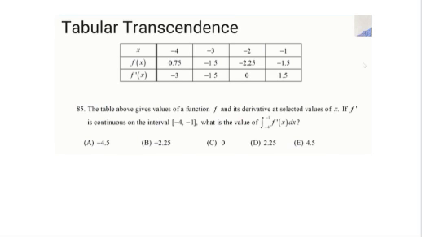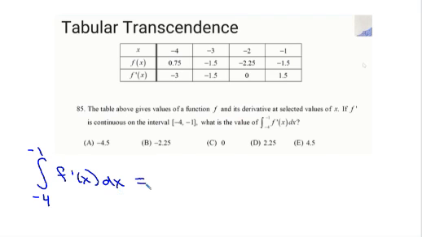All right, let's take a look at this second problem. This is a tabular problem. The table above gives values of a function f and its derivatives at selected values of x. If f prime is continuous on the interval -4 to -1, what is the value of the integral from -4 to -1 of f prime of x dx? Well, from what we just learned, the integral of the derivative of a function leads us to the antiderivative, that capital F that we talked about.